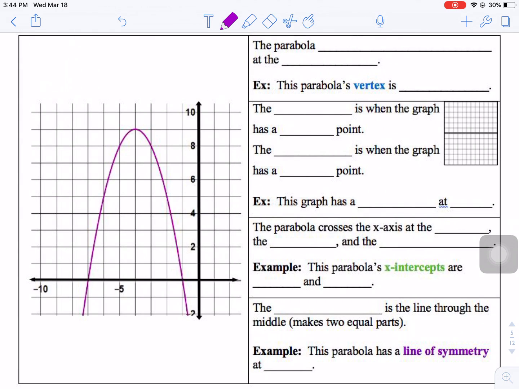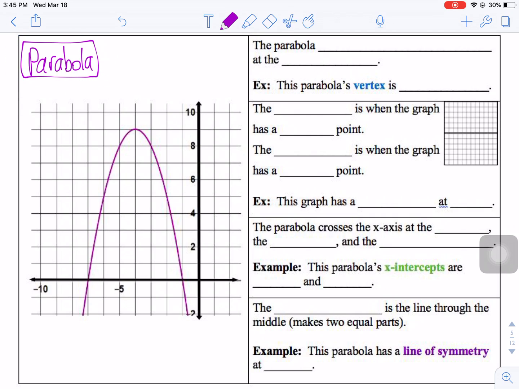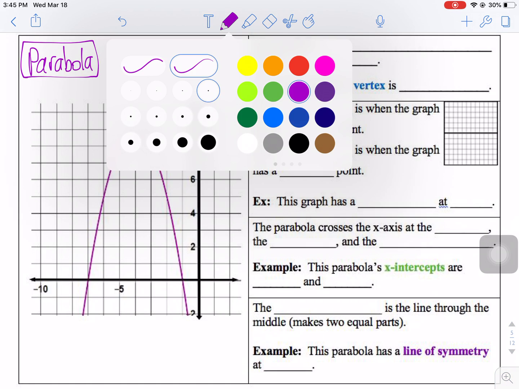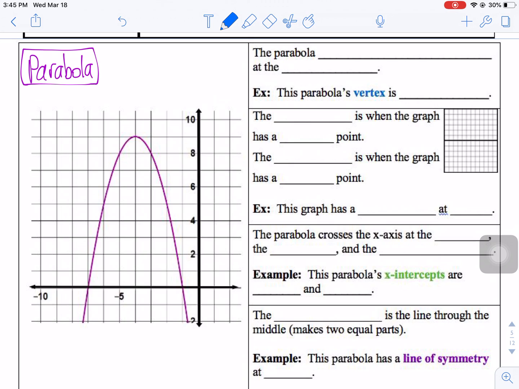So the graph on the left is the graph of the parabola that we are going to be referring to in this video. So let's start on the right here, the upper right corner. And I'm going to draw in blue for this first part. So the first sentence says, the parabola changes direction at the vertex.